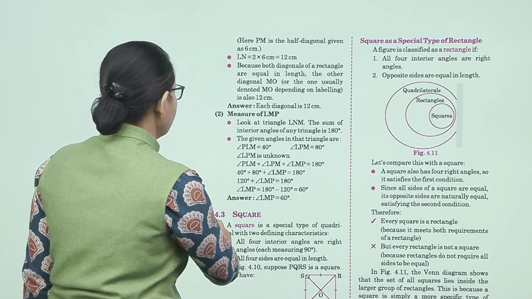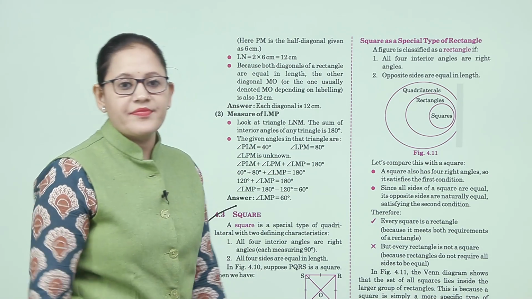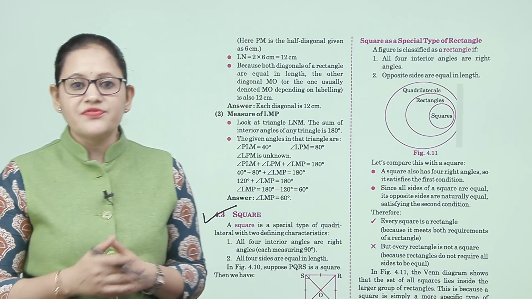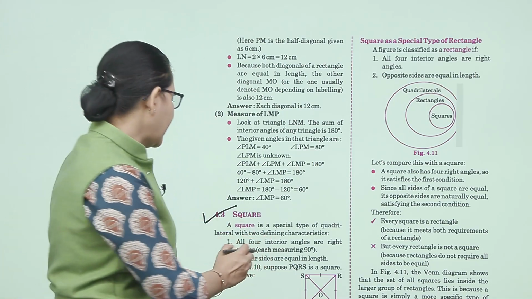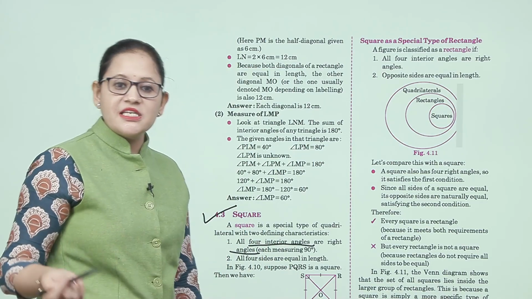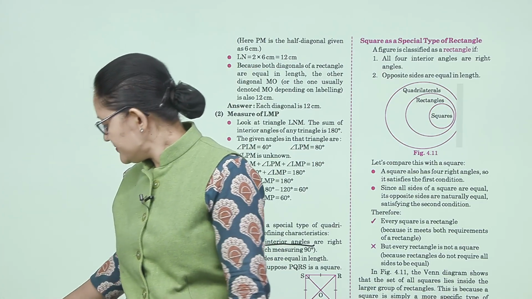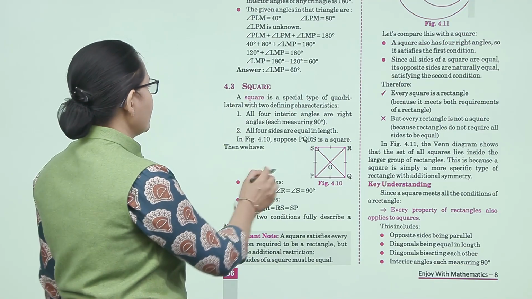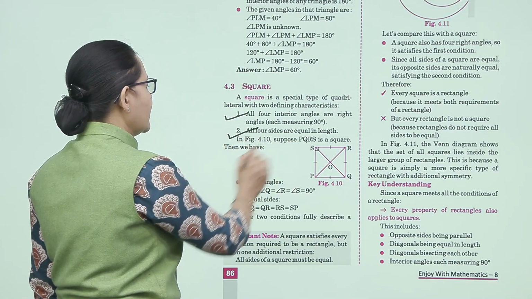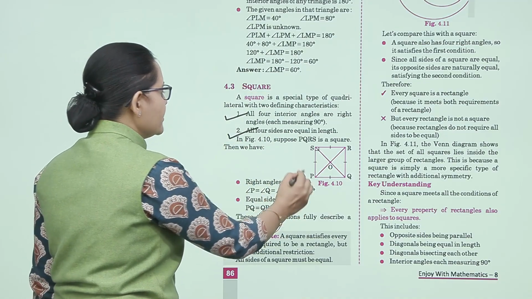Next is square. A square is a special type of quadrilateral with two defining characteristics. What are the characteristics? All four interior angles are right angles, each measuring 90 degrees. All four sides are equal in length, as in figure 4.10.